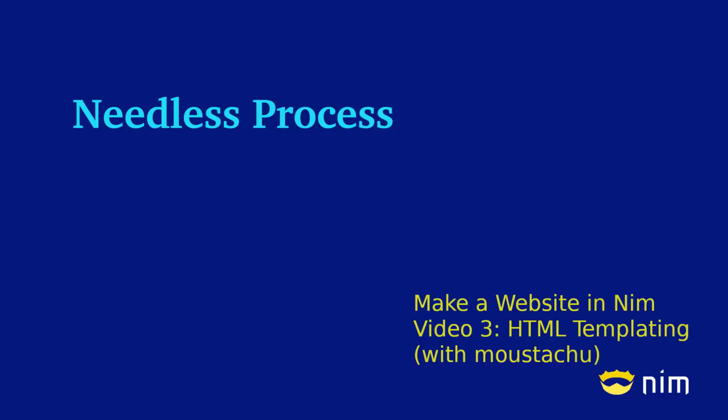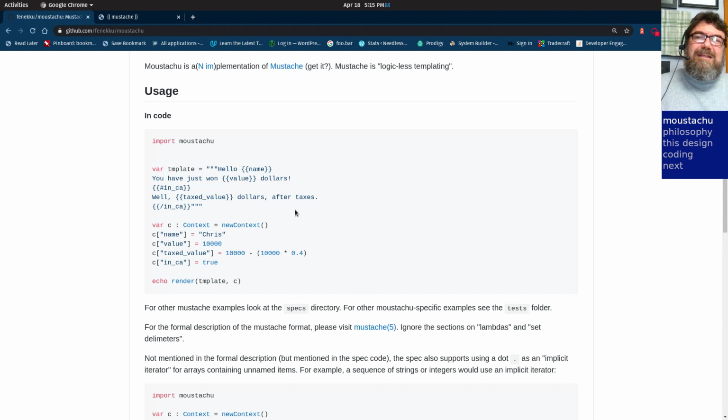Let's use some templates. In today's episode, we're going to look at Mustachio, which is a Nimble library. Install it with the Nimble utility, and it is a templating engine. Let's get directly into what this means.